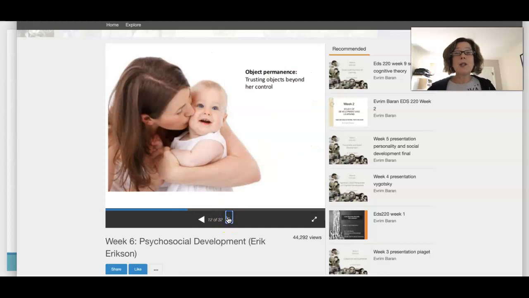Okay, object permanence. This is also trusting objects beyond your control. We had a little bit of a look at this, in that when kids are playing peekaboo, they eventually know that you are actually coming back. And that's a little bit of that object permanence in there.